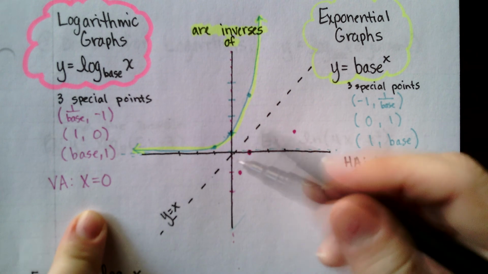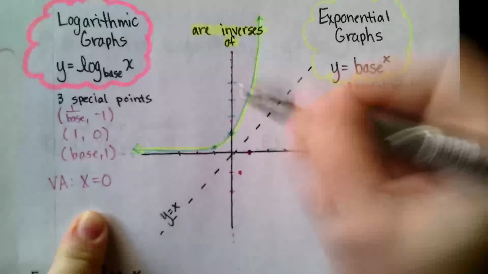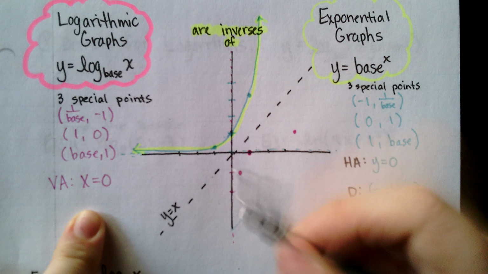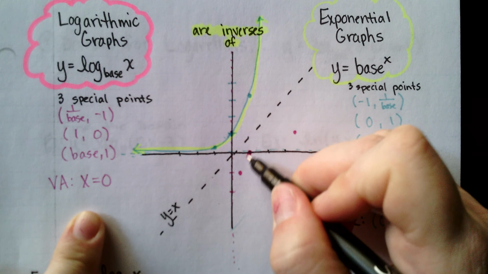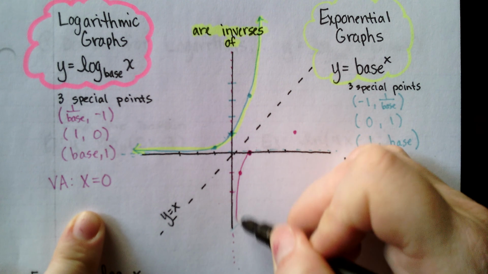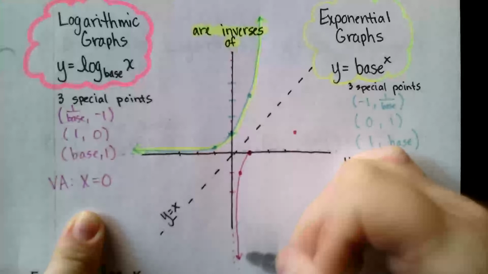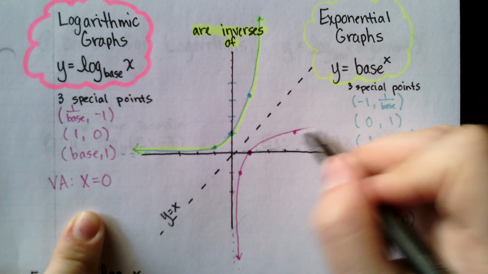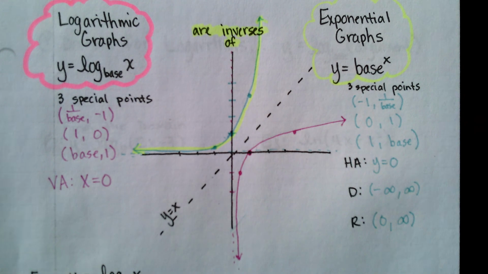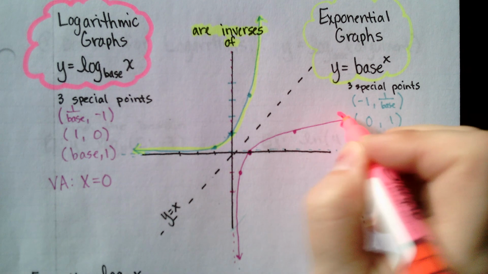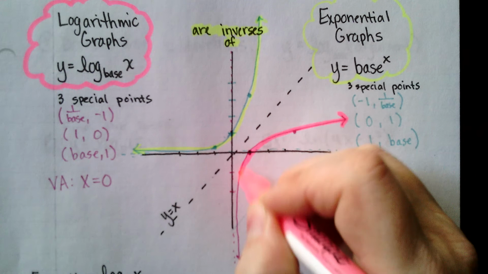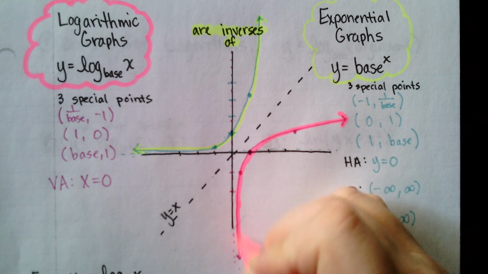Still, one end of my graph is going to go along the asymptote, in this case the vertical asymptote, and the other end is going to zoom away from the asymptote. I'm going to go through my three points. One end is going to zoom along the asymptote, the other end is going to zoom away from it. So here's what a logarithmic graph looks like. It's got that vertical asymptote that it can never touch or cross.